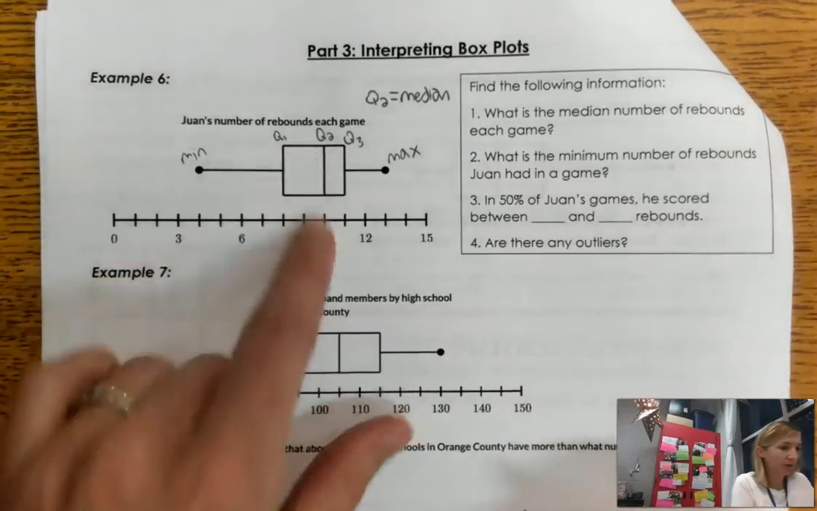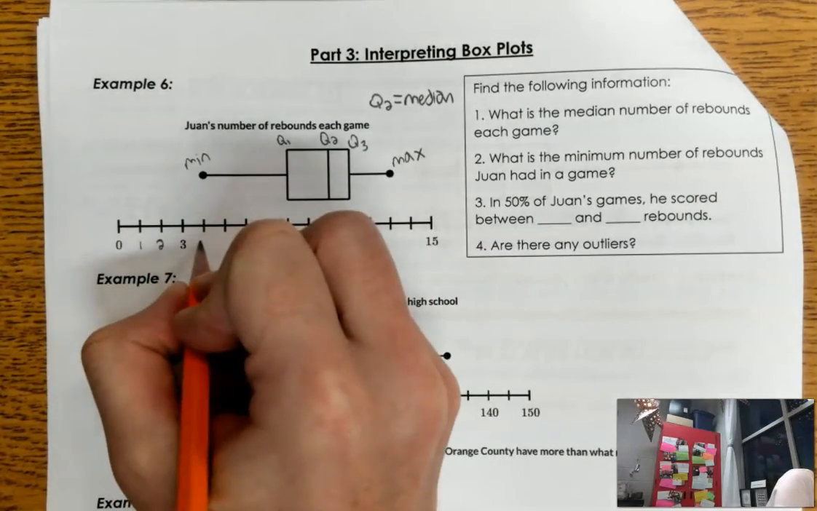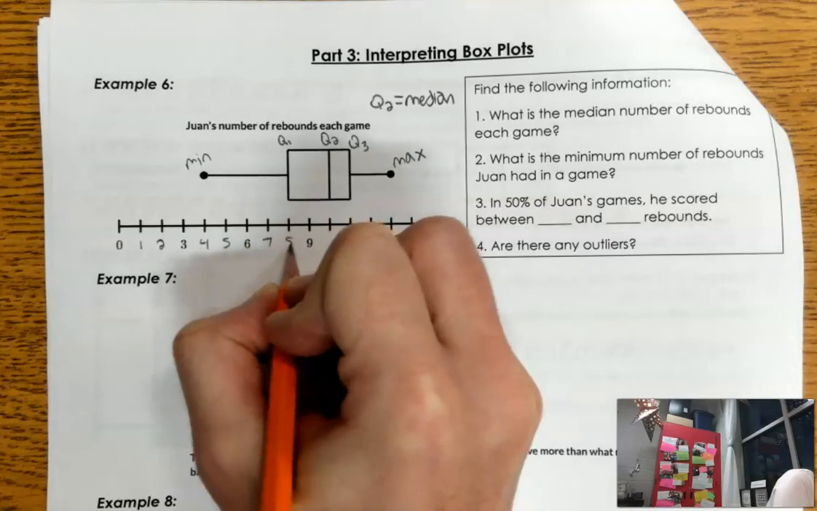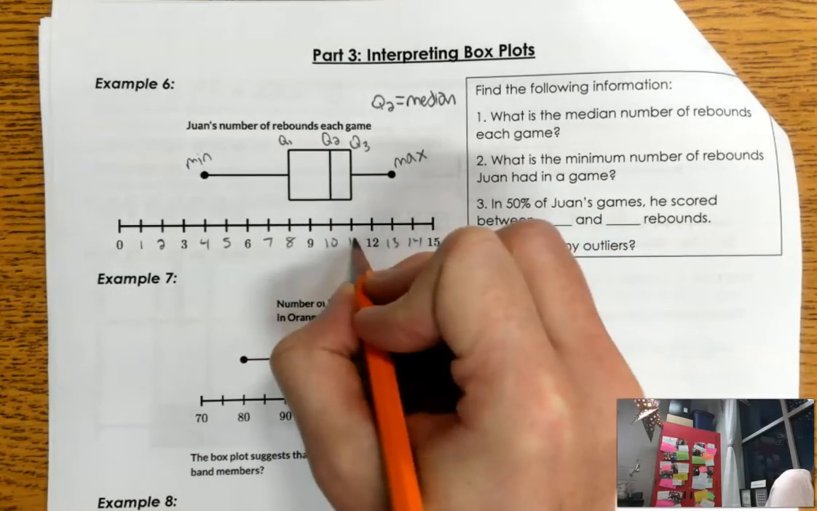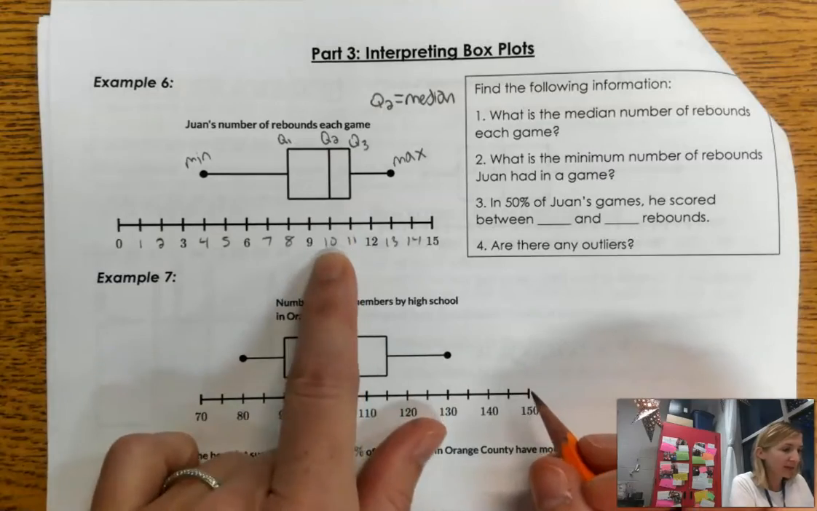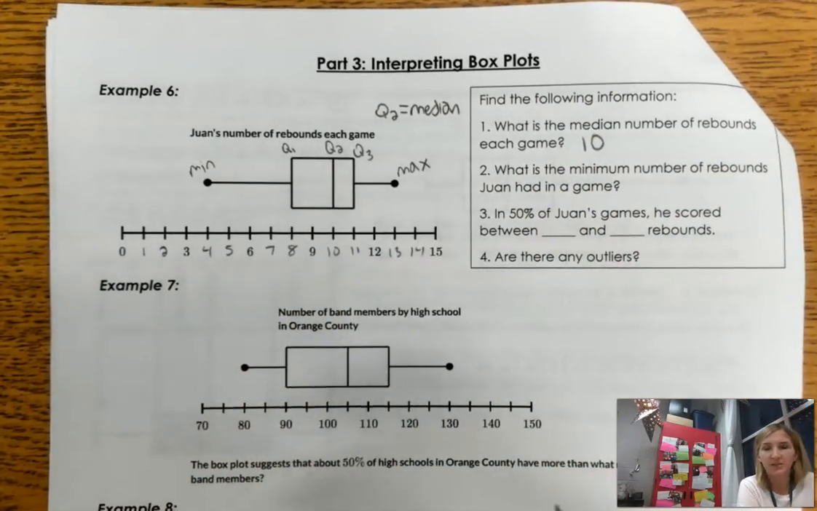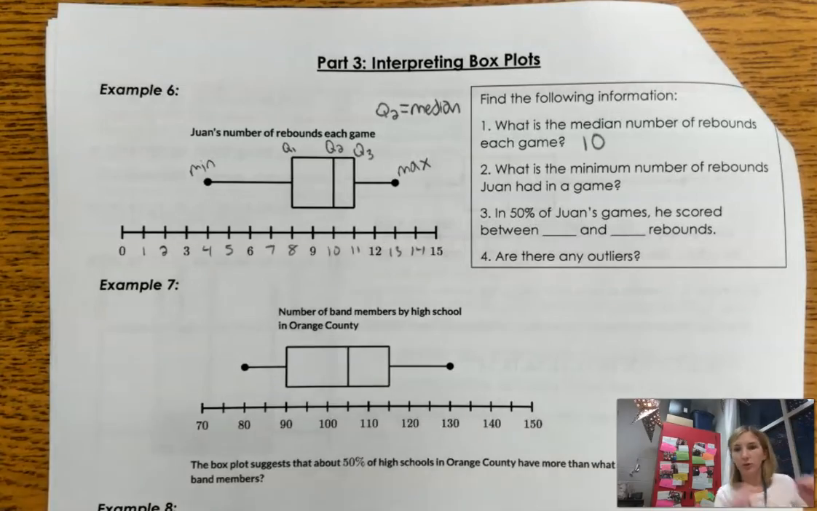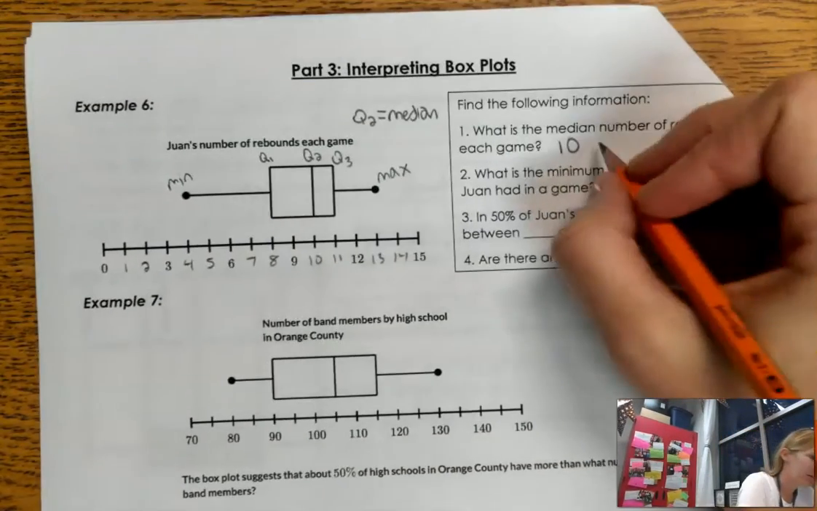So all we need to do is look at this line right here, and we know that the number line, I'll go ahead and fill in the empty numbers, just goes by ones. All right, so our median is right at 10. So our median is 10. Be sure to include your unit. 10 what? 10 rebounds.